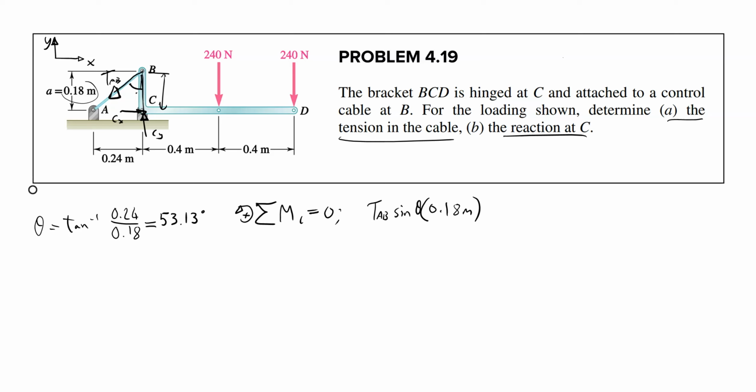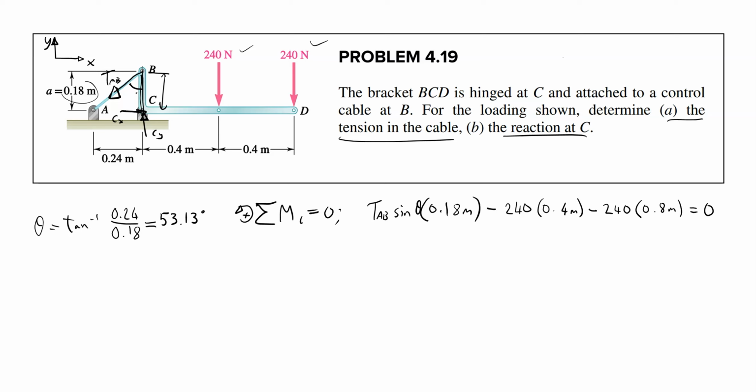The Y component of TAB is going to pass directly through C, so that won't count. CX and CY won't have any moment about C, so we just have these other two forces out here that I will add to the equation. So I've just gone ahead and written out the rest of this equation with these 240 Newton forces. Both of those are going to give a clockwise moment about C, so you'll notice I've used these negative signs out front there.